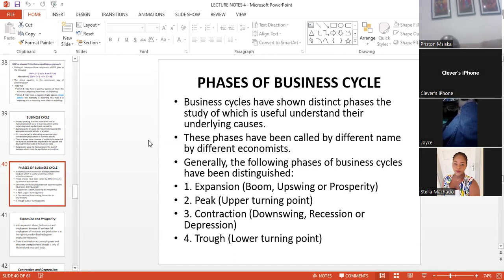So you are going down until you reach the lowest point, and that lowest point usually is called a trough, the bottom. I don't know whether we can call it U-shaped, but the bottom, because you come out of it again and start building back.